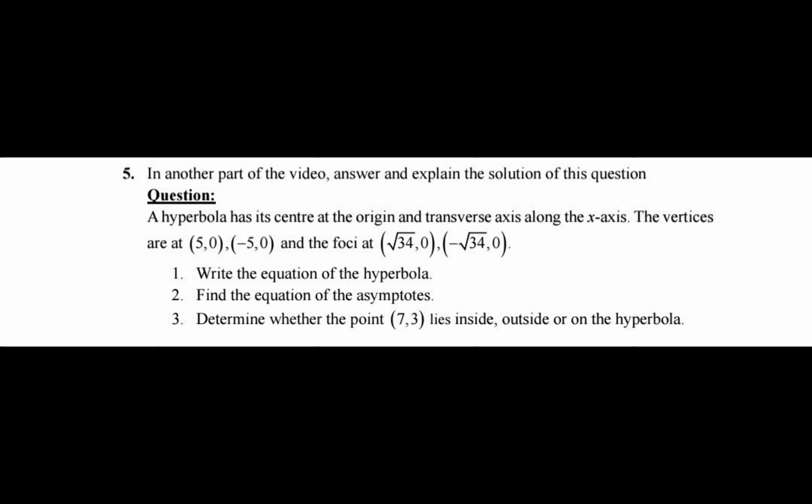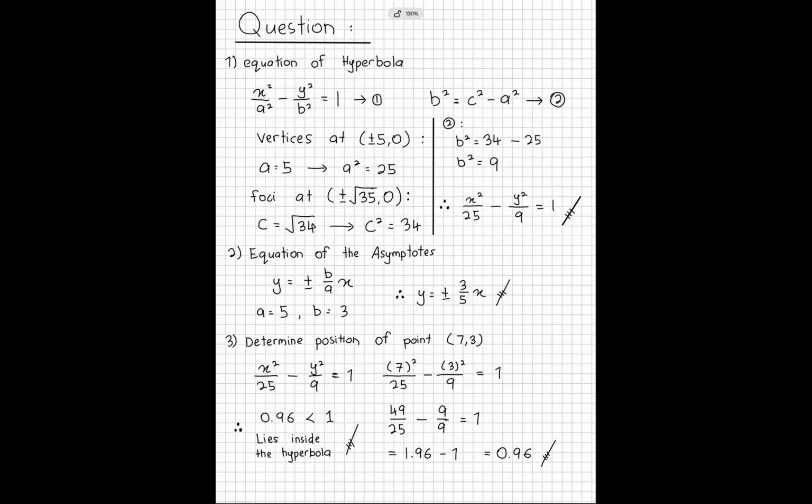Second question is the equation of the asymptotes. As we know, the equation of the asymptotes is y is equal to plus or minus b over a x. We know a and b from the first question, so we just substitute them and we get y is equal to plus or minus 3 over 5 x.